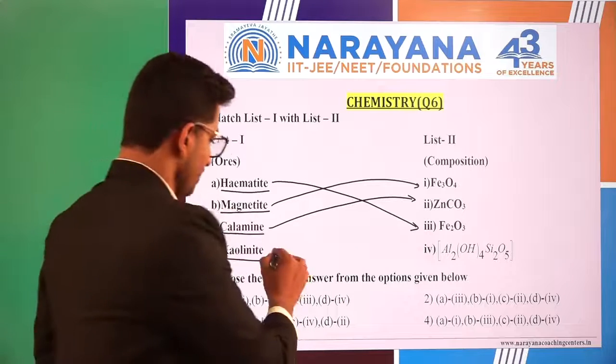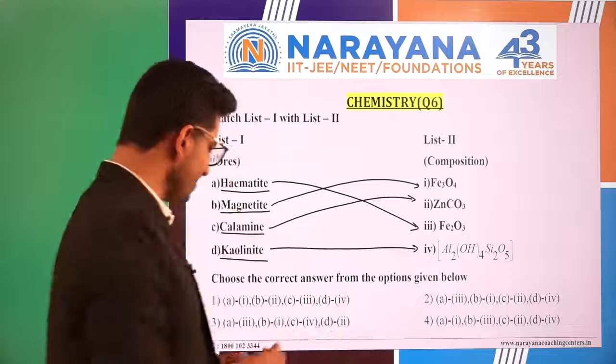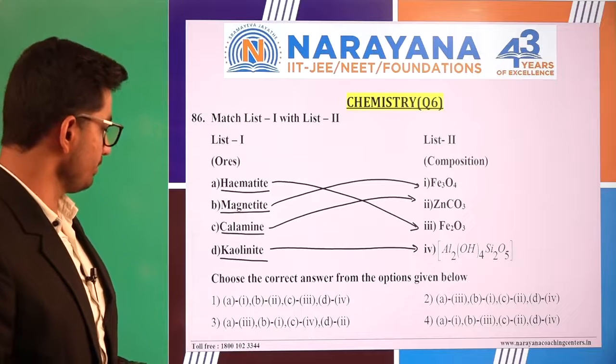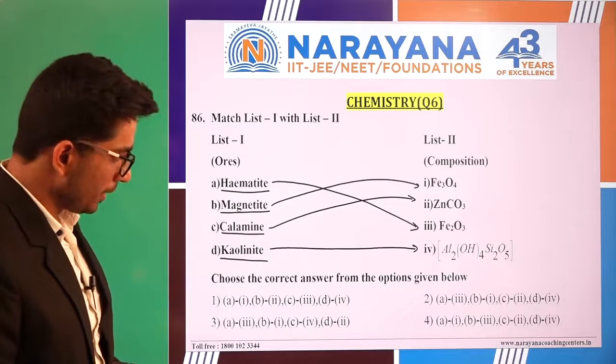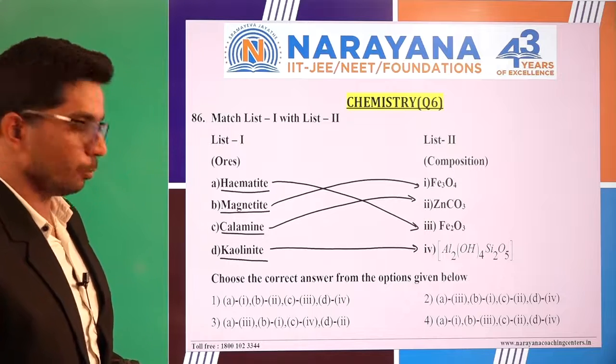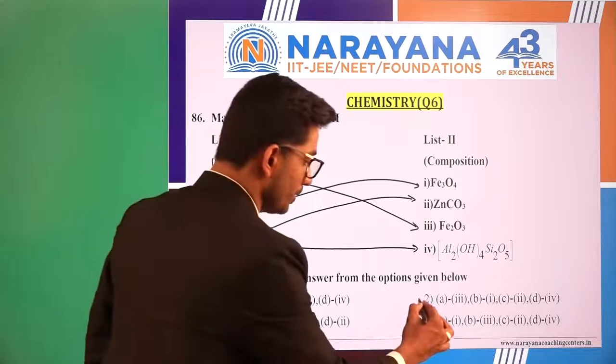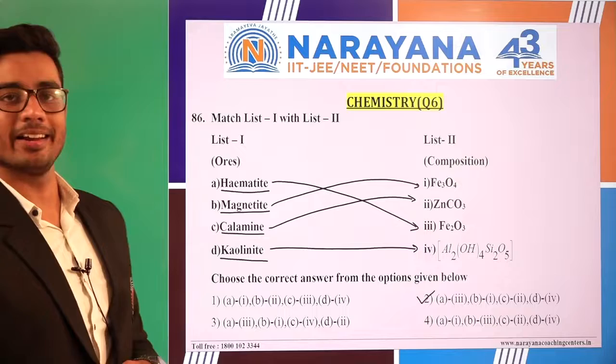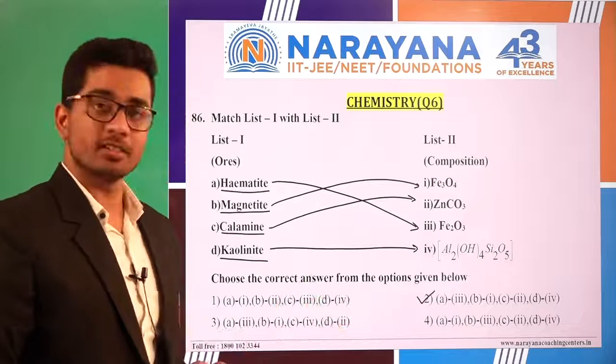So here is the last one. We can see the appropriate option, it's A3, B1, C is 2 and D is 4. So I think it's option number 2 only. So 2 is the correct answer. Let's come to the next question.